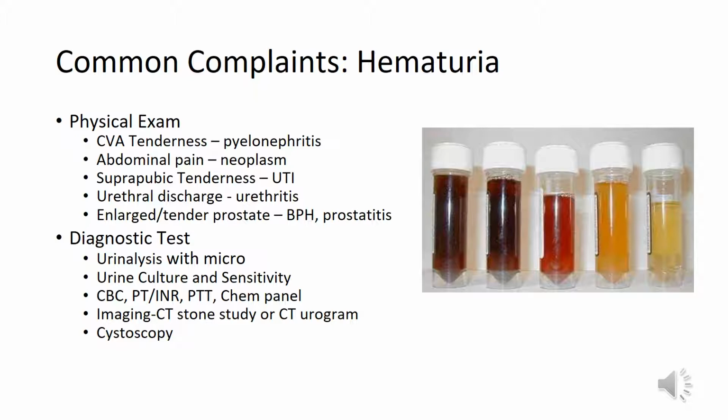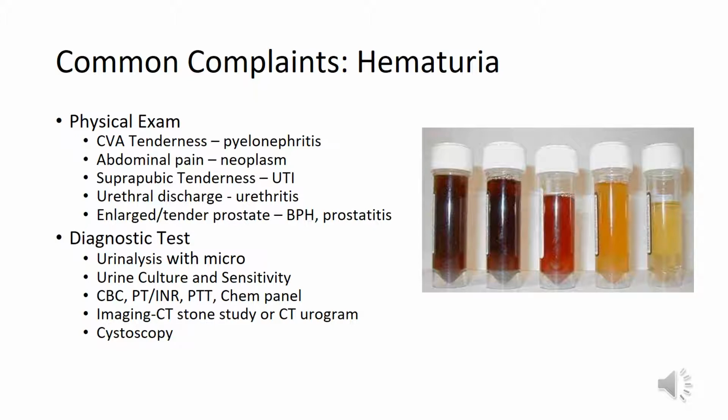Patients presenting with gross hematuria or patients who are found to have microhematuria should be evaluated for CVA tenderness, abdominal pain, suprapubic tenderness, urethral discharge, and a tender or enlarged prostate. A urine micro should be performed to confirm whether 3 or more red blood cells are present per high power field on the microscope.